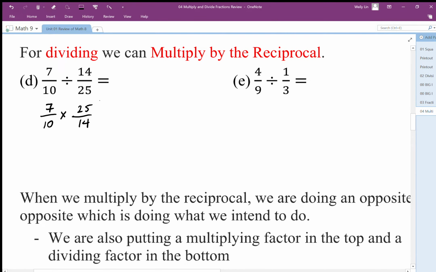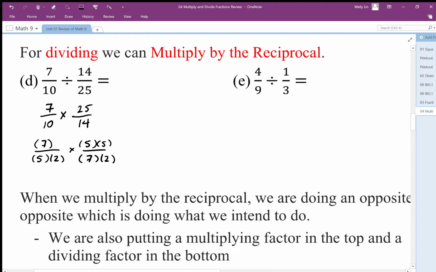So when we multiply this through, we can simplify factors. So I'm going to simplify factors first. I have a common factor of 7 and 5. Here's my 5 on the top, and there's a common 7 on the bottom. Okay, so I've written 25 as 5 times 5, 14 as 7 times 2. The 7 just stays 7, and the 10 becomes 5 times 2.